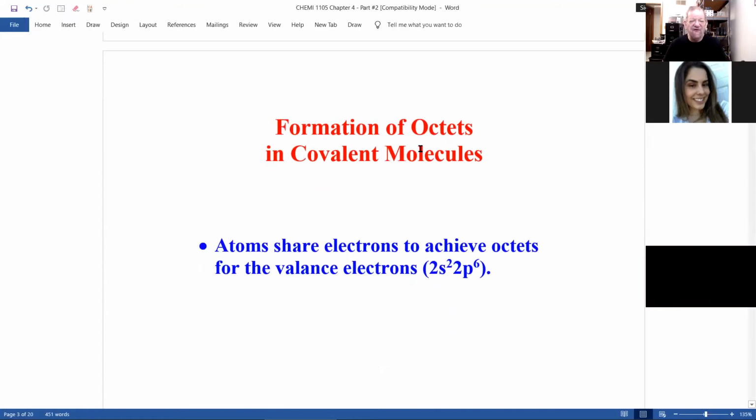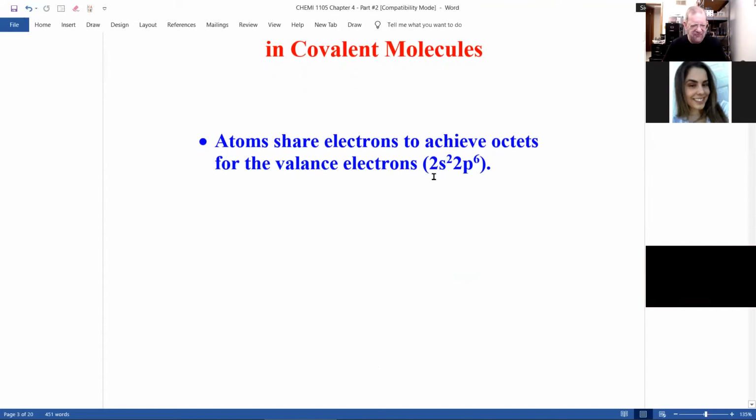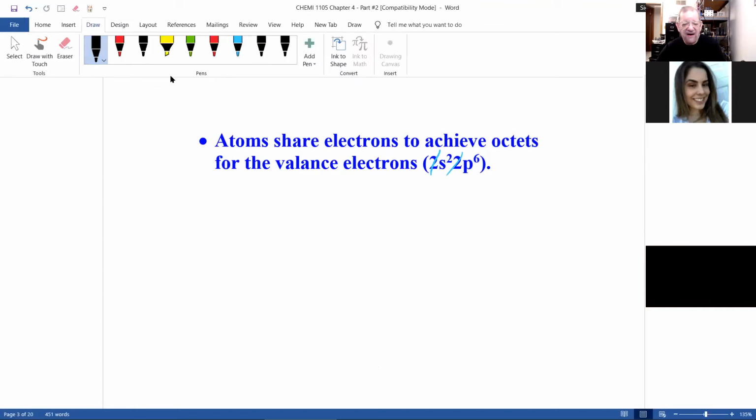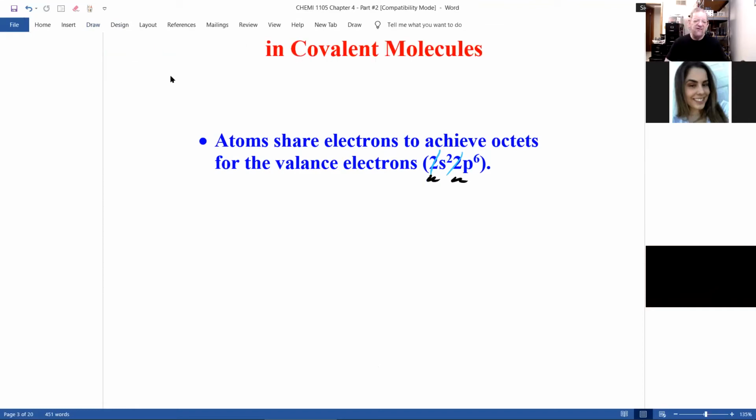Now, again, formation of octet and covalent molecules. Atoms share electrons to achieve, and you don't have to know this slide, I'll never ask this on a test, but you should understand it. Atoms share electrons to achieve octets for valence electrons. And the octet, and I have the number 2 here, and really this should be, oh, wrong color. And to get a full octet, which happen to be S and P orbitals, 2s, 2p, or 3s, 3p, or so on.